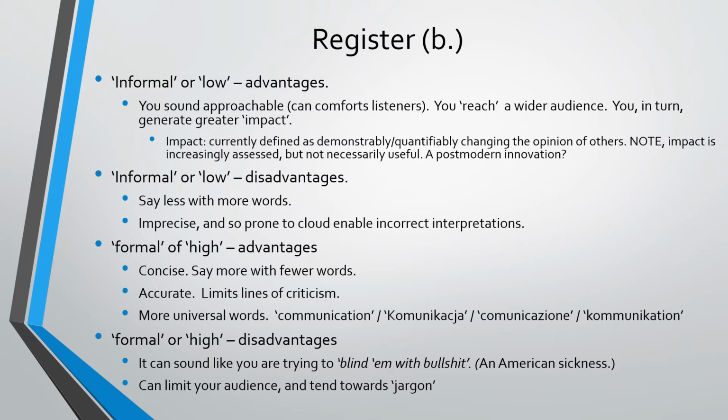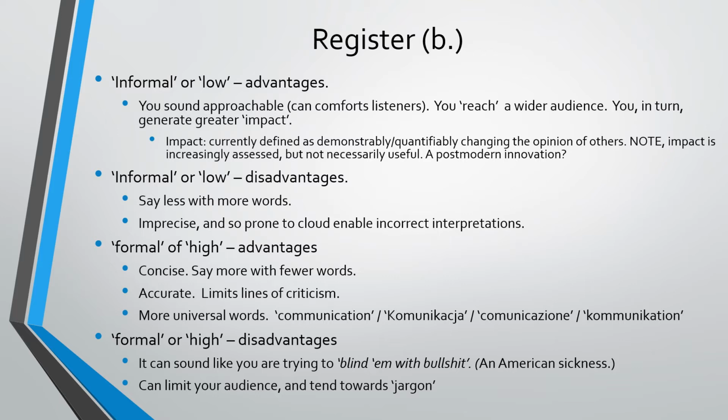Now, using the informal or lower register is very helpful when you're communicating research to the general public to generate impact. If you're a historian and you want to go speak at a city event about the history of the city, then you need to formulate your work in a low register so that the average person can understand it. Some disadvantages to operating at a lower register: you tend to say less and to use more words while doing it.